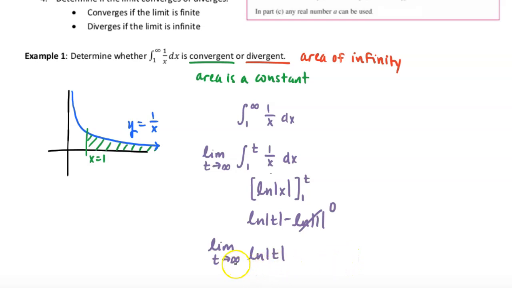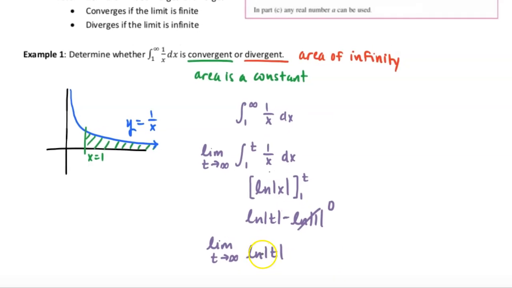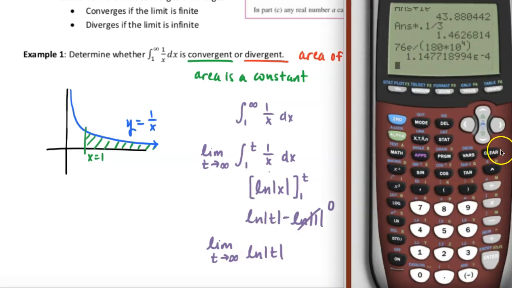Now with a limit, I remember all of my rules of limits, and the first thing I'm going to try to do is plug this into my function. And I've got the natural log of infinity. Now I can't actually evaluate the natural log of infinity. It's kind of an abstract idea, but what I'm wondering is what happens as t gets larger and larger. If I don't know what this is, I'm going to revert to my calculator and graph this function. So this is my course of action.